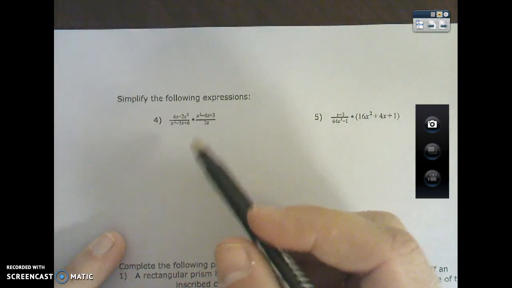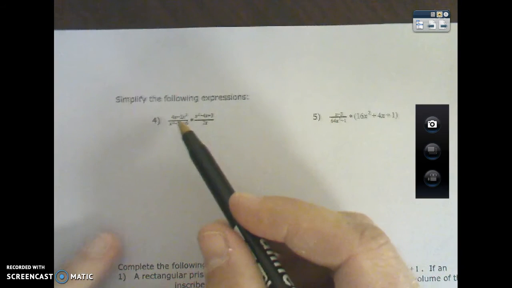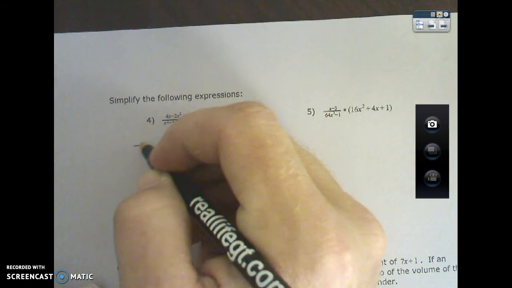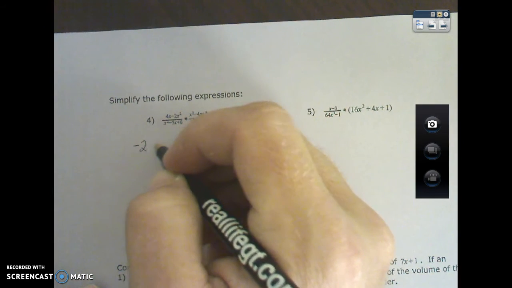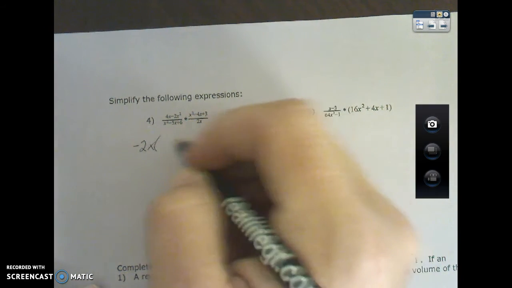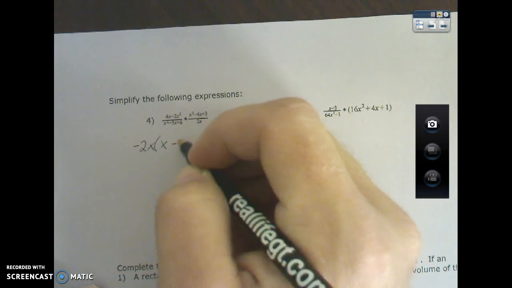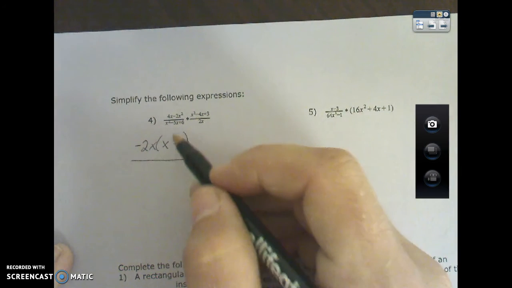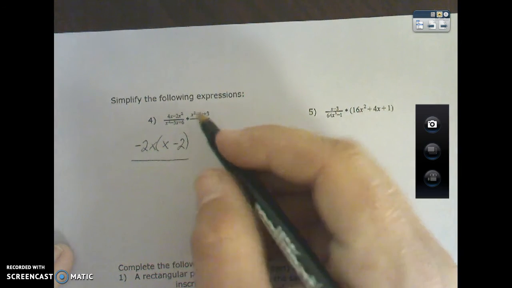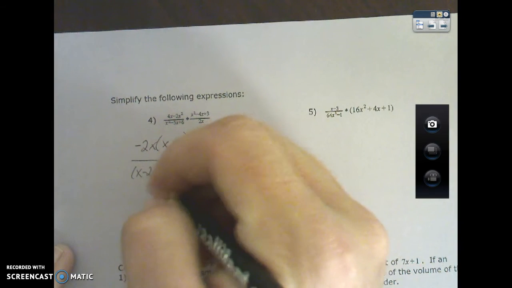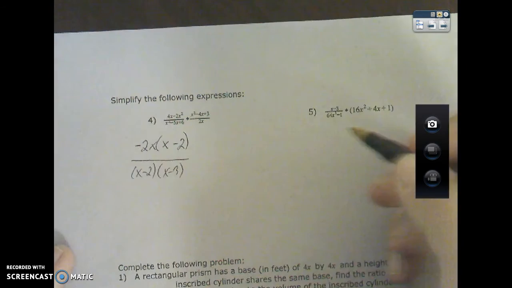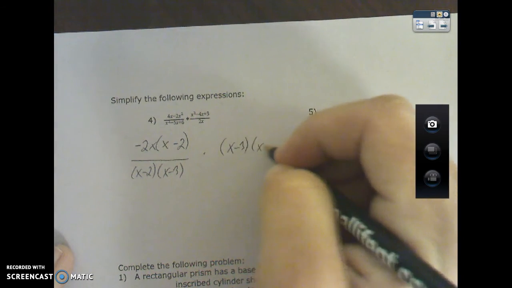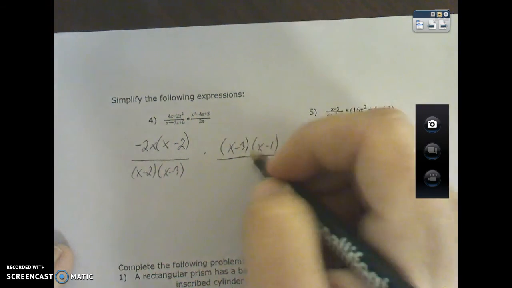Okay, here's where we really start to get into it. Up top, I have 4x squared minus 4x minus 2x squared. I'm going to take out a negative 2x. I'm left with x minus 2. Okay, I'll show you that one a little bit later on too. Down low, x squared minus 5x plus 6. I'm factoring a trinomial. It's x minus 2, x minus 3. Over here, factor it, x minus 3, x minus 1, and then 2x.